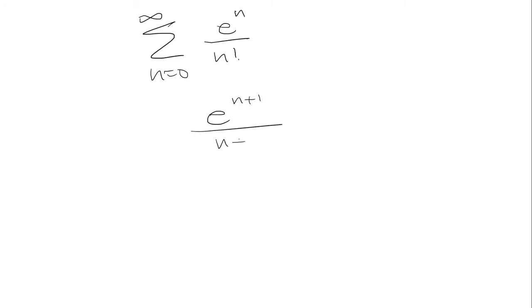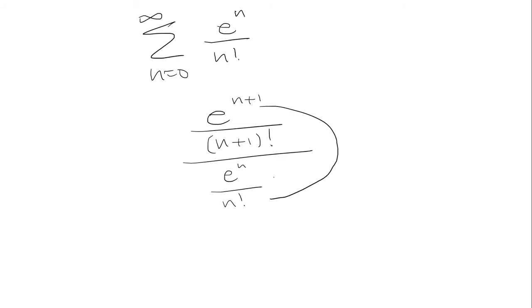Okay, next, we have the sum from n equals 0 to infinity of e to the n over n factorial. So again, we're going to use the ratio test. So we'll look at the n plus first term, and then we're going to divide that by the nth term. So we're going to multiply the first and the last.